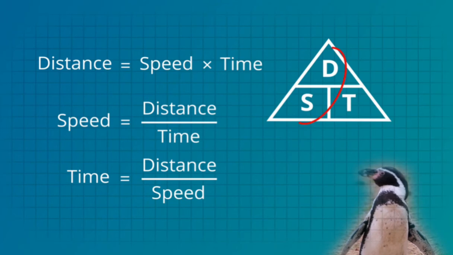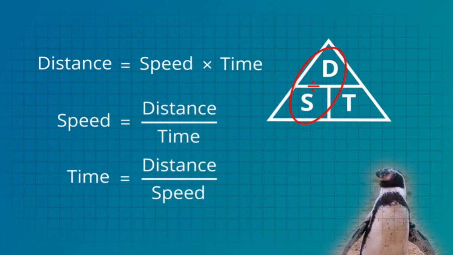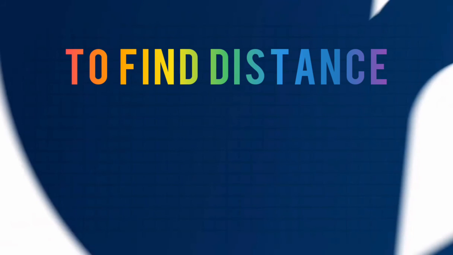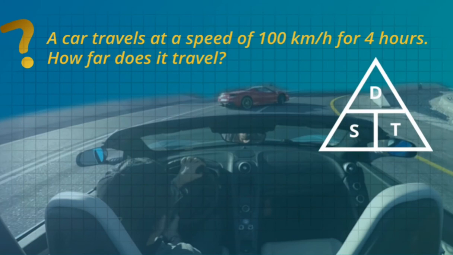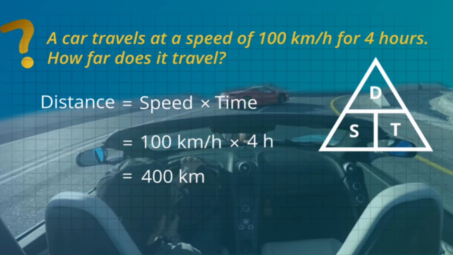Now let's talk about finding distance. To find distance, we must make use of the formula for finding distance. Look at this example. A car travels at a speed of 100 kilometers per hour for 4 hours. How far does it go? That is distance. Distance, as usual, is speed times time. 100 times 4 hours gives us 400 kilometers.